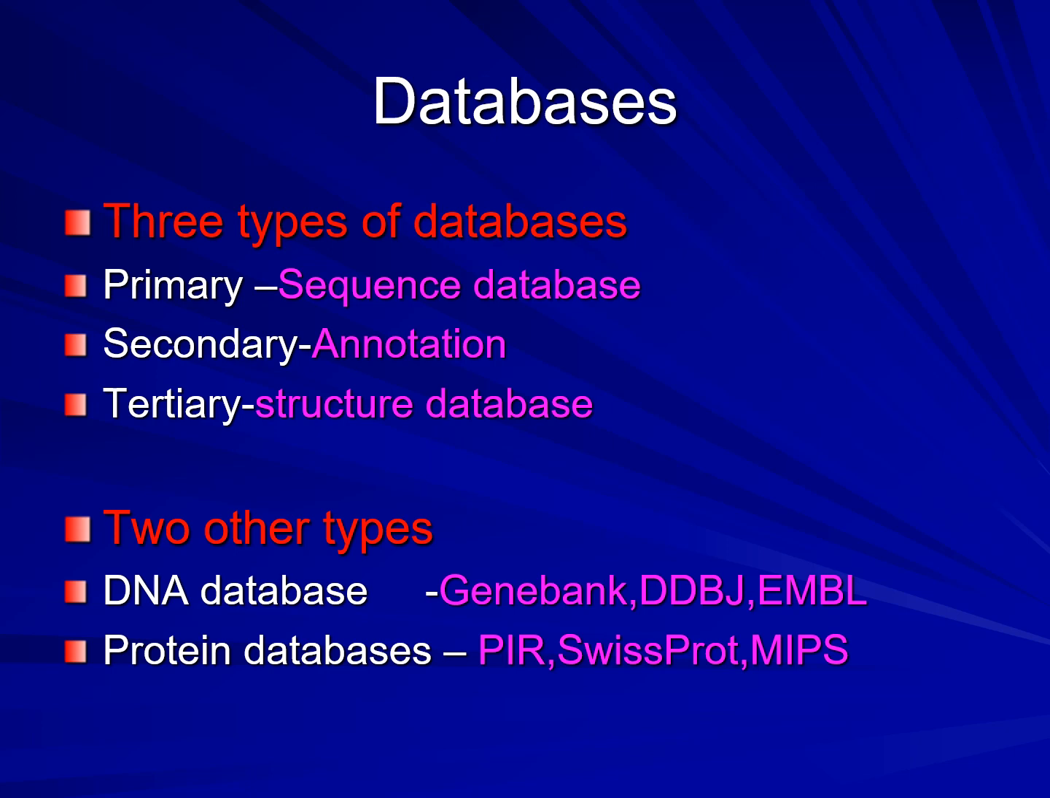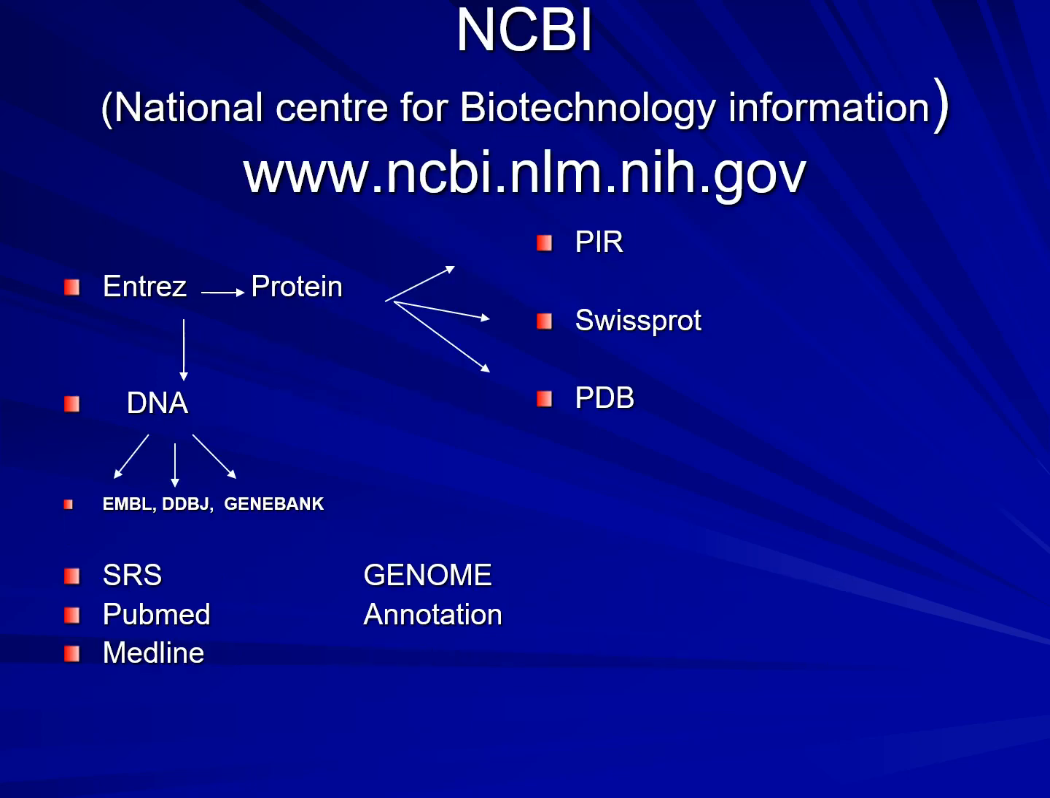GenBank, DDBJ, and EMBL are examples of the DNA database. PIR, SwissProt, and MIPS are examples of the protein databases. So from here we can get the information related to protein sequences and DNA sequences. For that, NCBI is a very important source for getting information related to biology. The National Center for Biotechnology Information advances science and health by providing access to biomedical and genomic information.